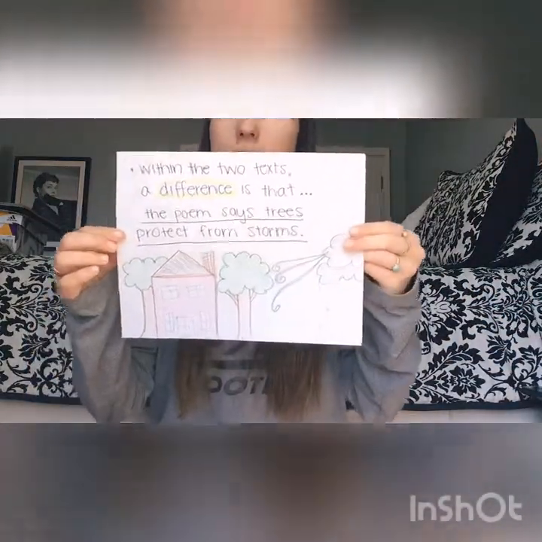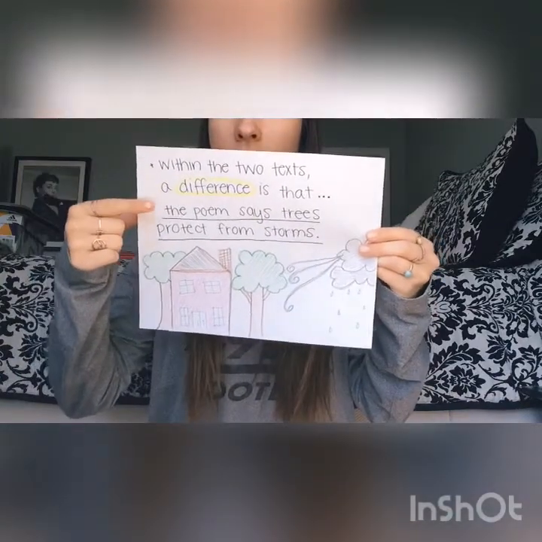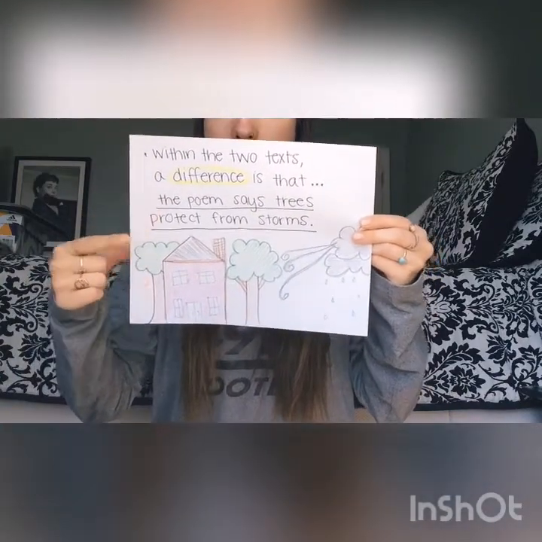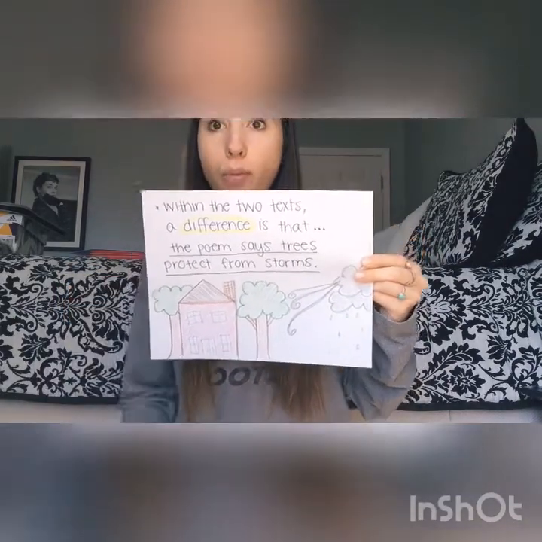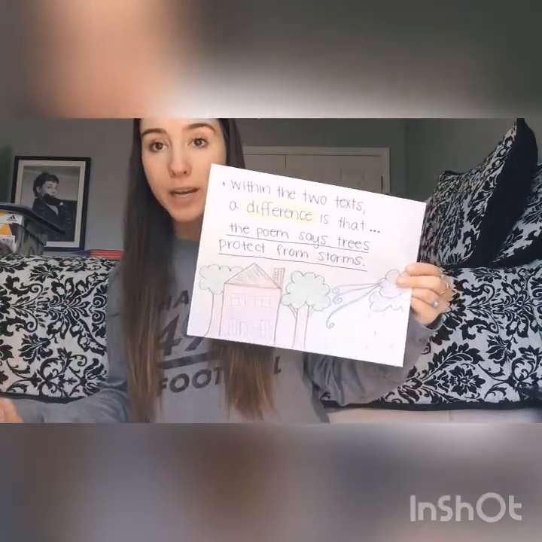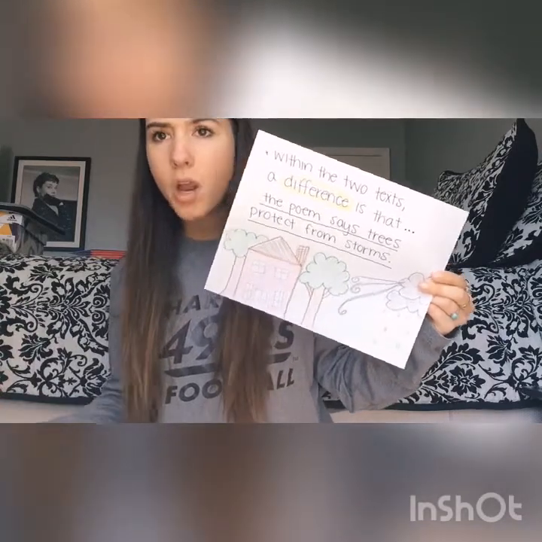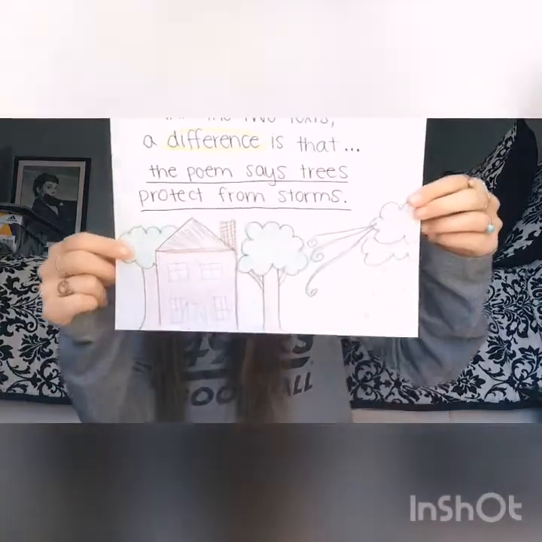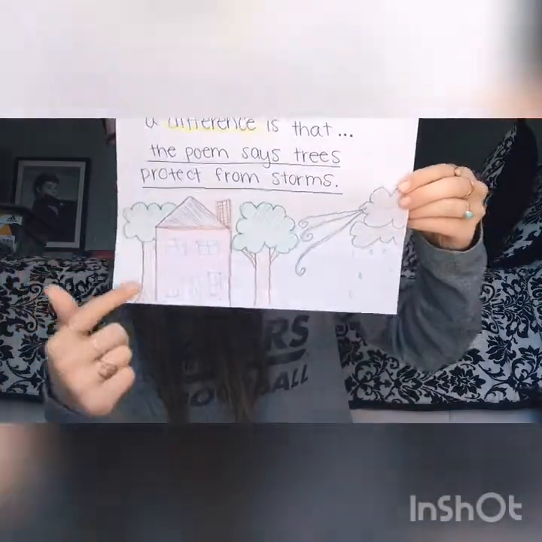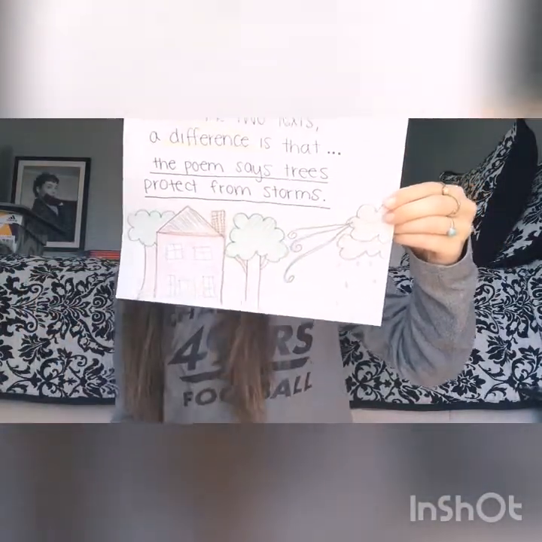After you have found a similarity, you are going to find the opposite. You're going to find a difference. So I've got the same thing here. I've got a sentence frame and my response and a picture. And after looking at both the poem and the story, I noticed that only one of those, only the poem, talks about how trees protect homes from storms and wind.